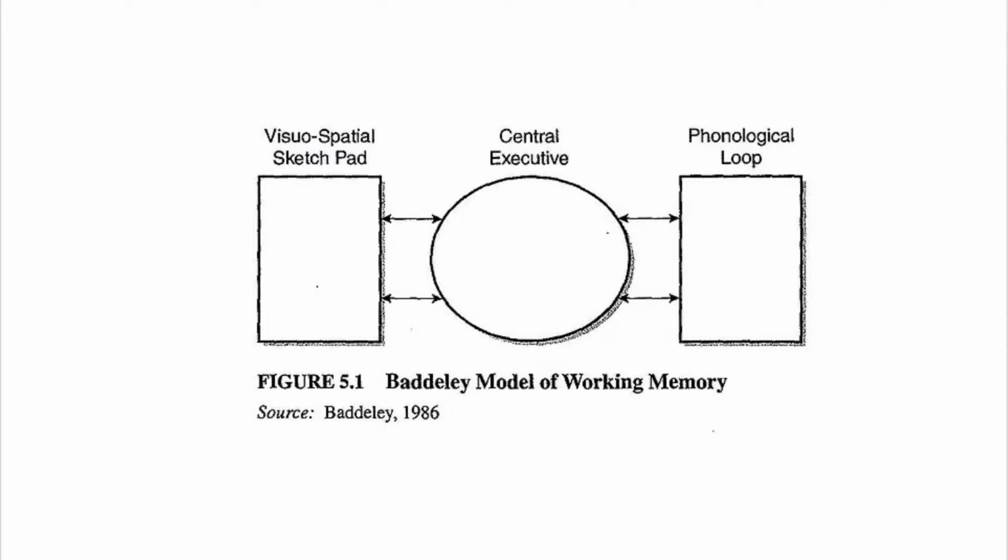And here's just the basic structure of the model of working memory that Baddeley proposed. And so that has a central executive, which is sort of the central component, and then the visual spatial sketchpad, which is for manipulating visual information, and then the phonological loop, which is for auditory information. These are both like two slave systems that connect at the central executive.